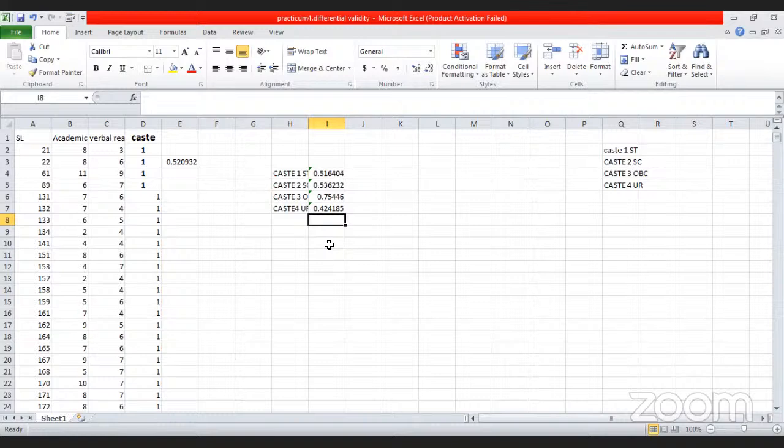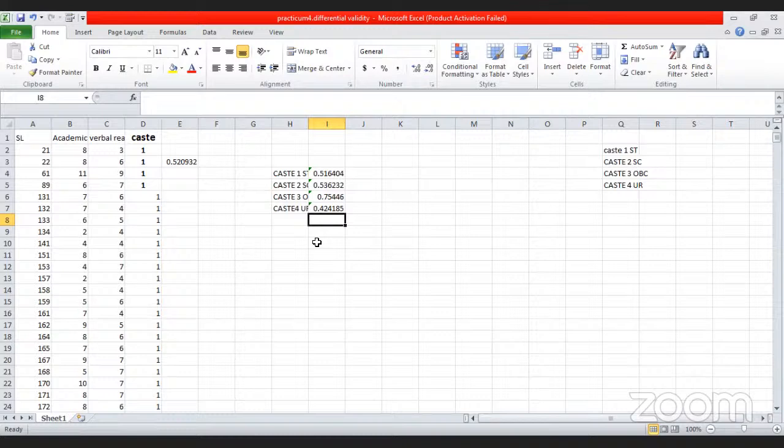Yes, ma'am. It's kind of biased. In the case of all these castes, caste 1 is 0.51, caste 2 is 0.53, for caste 3 there is a huge difference, that is 0.75, and in the case of caste 4, the correlation coefficient is very low. That means the test is biased towards the caste 3 category, the OBC.